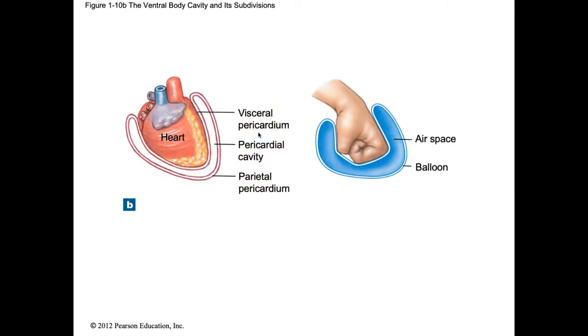Now I want to go through 2 terms that I want you to understand the difference between: visceral and parietal. Here we're looking at the heart, which is why we see the word pericardium. Visceral means the organ. If this is a balloon, and this is a fist going into the balloon, the fist pushes into the balloon, this layer right here that's contacting the fist would be the visceral layer, and the layer on the outside of that, this layer here, would be the parietal layer.